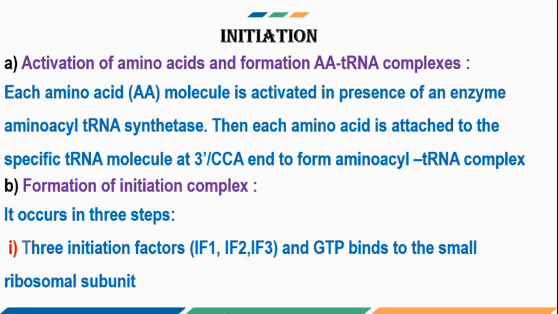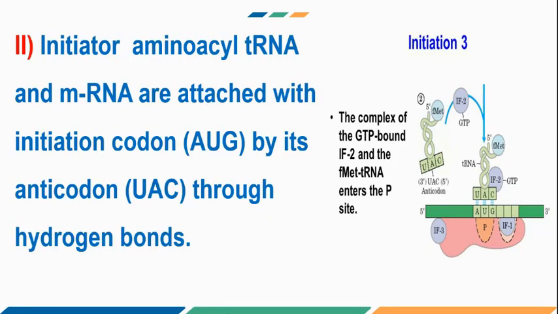First, the three initiation factors, IF1, IF2, IF3, and GTP bind to the small ribosomal unit. Then the initiator amino acid tRNA and mRNA are attached at the initiation codon AUG by its anticodon UAC through hydrogen bonds.